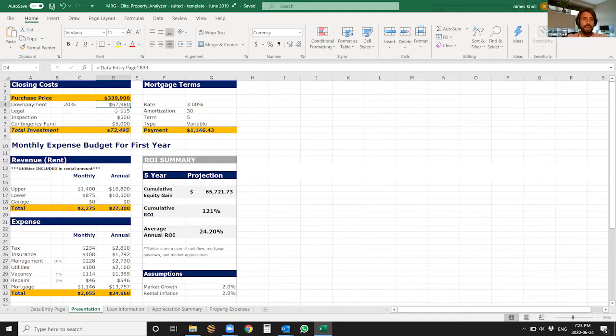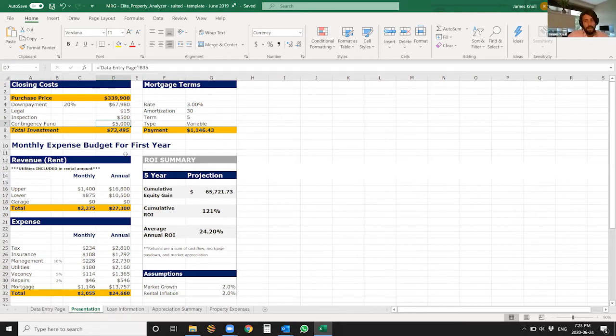We've got the legal right here. Looks like somebody's put in the legal at 15 bucks. That's not right. We'll have to add a couple of zeros there. Inspection, we can put in the cost of your inspection. And then contingency fund. That's the first question we often get: what is this contingency fund all about?